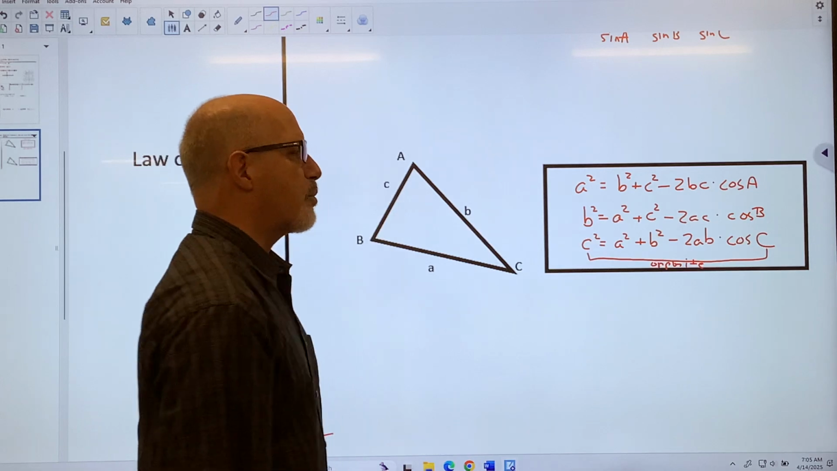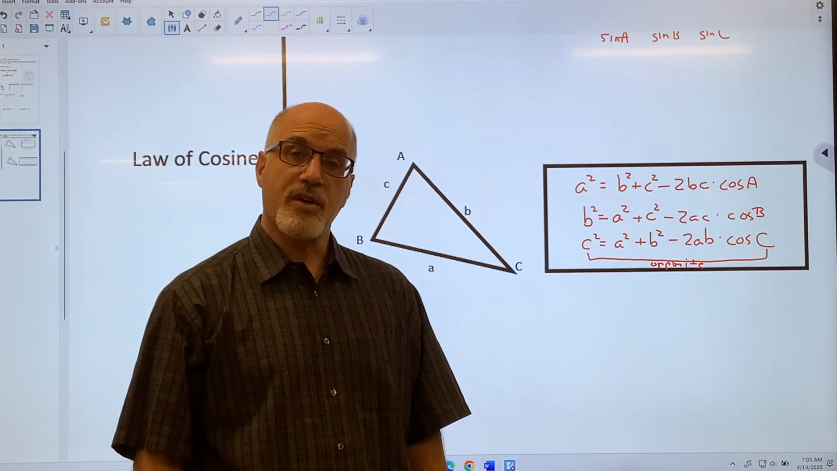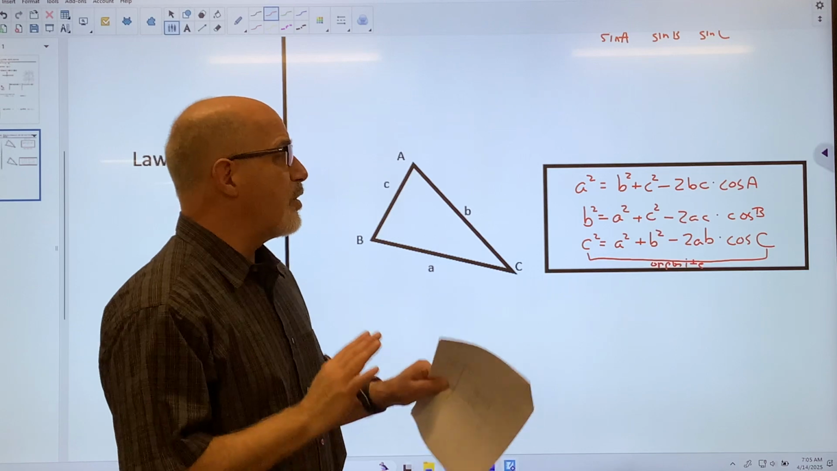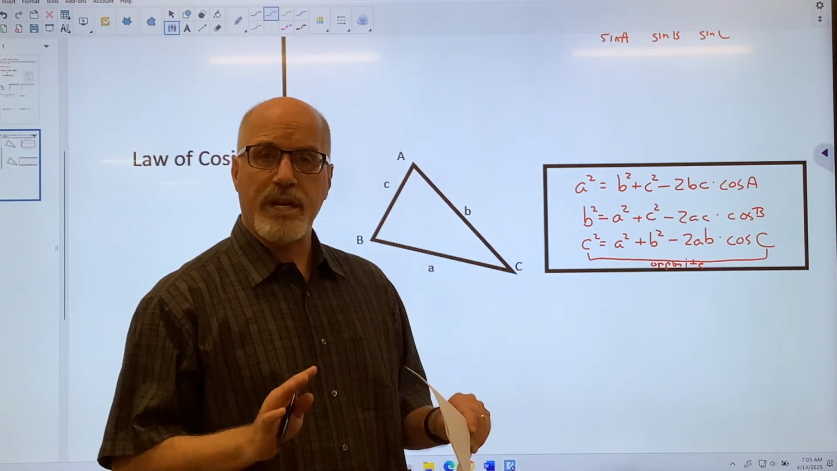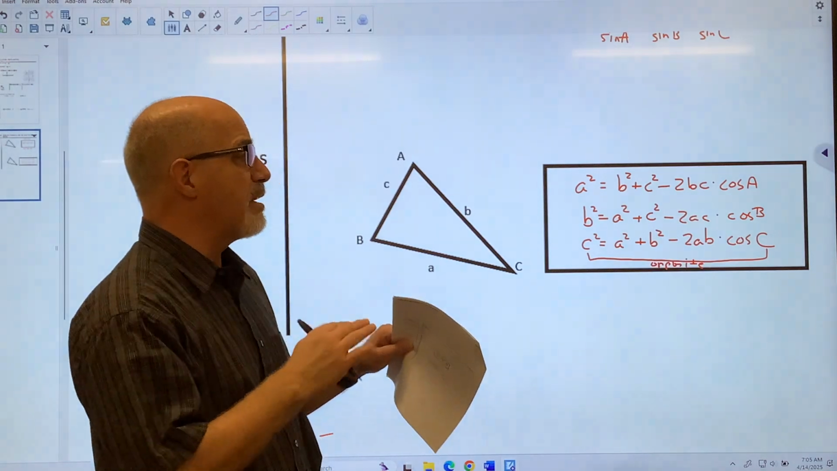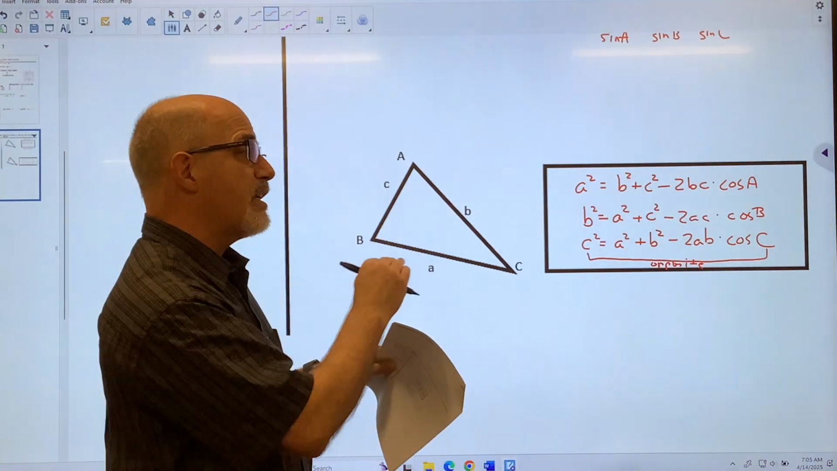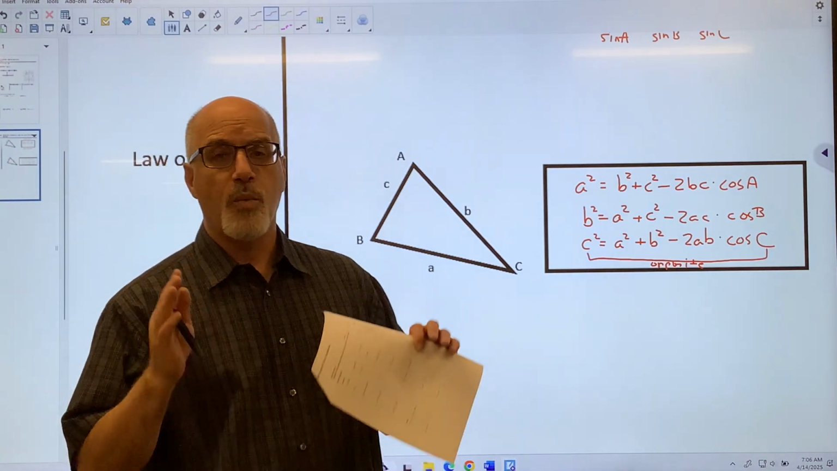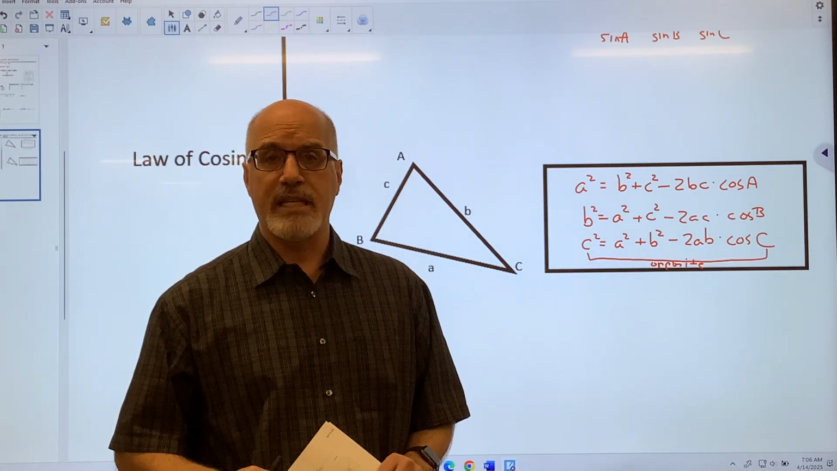So these are the three forms of the law of cosines to help us find values. Just so you know, these are used in different situations. We'll learn later which situations to use them in, but if you know these formulas, they will be able to help you solve triangles when there's not a right angle in the triangle.